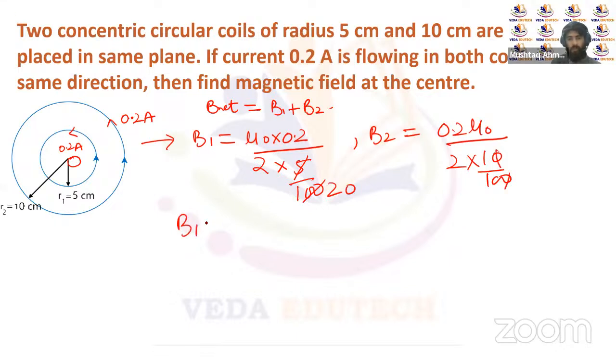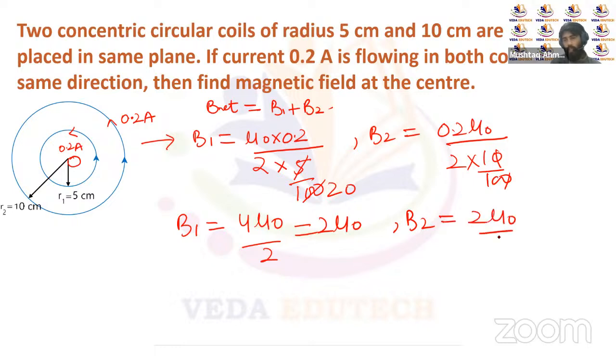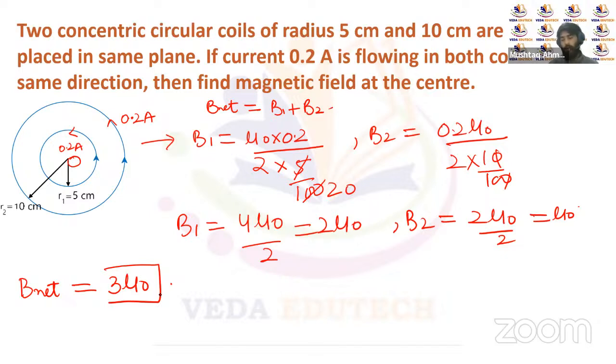So B1 will be equal to 4 times mu naught upon 2, that will be equal to 2 times mu naught. And B2 will be equal to 2 mu naught upon 2, that will be equal to mu naught. So the total magnetic field B net at the center of this loop will be equal to 3 times mu naught. This will be the total magnetic field at the center of these two concentric circles, or two concentric loops.